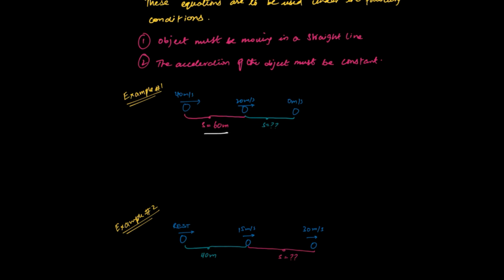So the best option amongst the formulas will be v square equals u square plus 2 into a into s, where v square would be the final velocity squared. So 20 squared equals 40 squared plus 2 into a into 60, that is the displacement, and the acceleration would come out to be minus 10 meters per second squared.